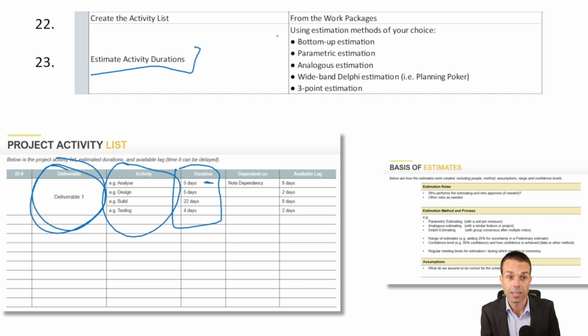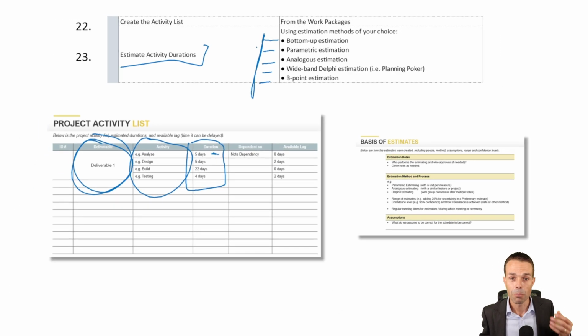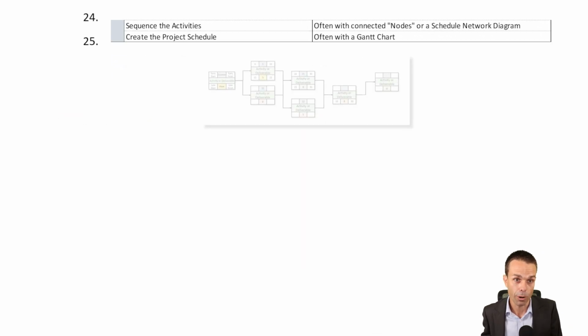There's many different estimation techniques that we can use. Bottom-up estimation, parametric estimation, analogous, wideband, 3-point estimation. You'll need a proper project management course for that, but those are the things that we can put in our project management plan that you want to be aware of.